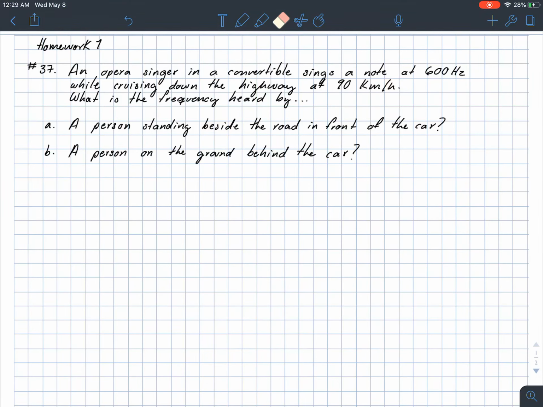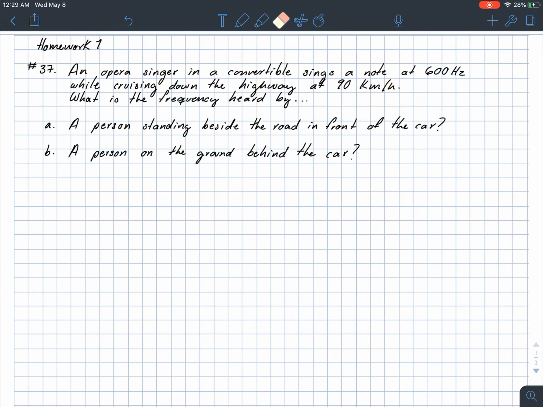Hello, this is homework set number 1, problem number 37. An opera singer in a convertible sings a note at 600 Hz while cruising down the highway at 90 kilometers per hour. What is the frequency heard by A, a person standing beside the road in front of the car, B, a person on the ground behind the car?